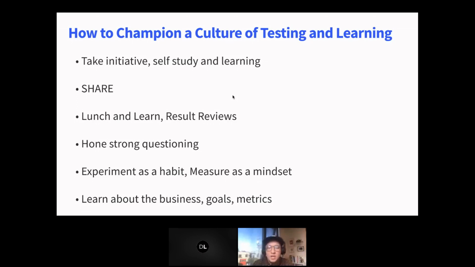Experiments should be done in an iterative fashion, and we should always be thinking about how we quantify our results. How do we understand our results and measure those results? So experimentation as a habit and measuring as a mindset. And then the last tip that I would provide is learning about the business.